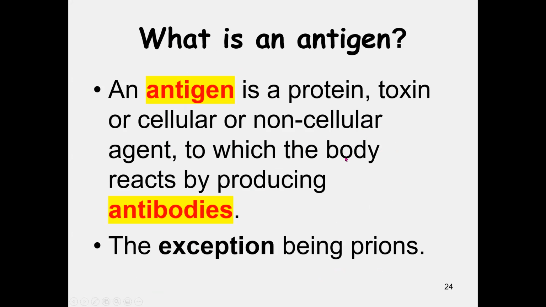Now, we talk about antigens, we talk about antibodies. The difference is, the antigen is what causes a response. It could be a protein, a toxin of some sort, it could be cellular or non-cellular, but the body reacts and produces antibodies to the antigen. Now, the exception are these non-living proteins called prions.